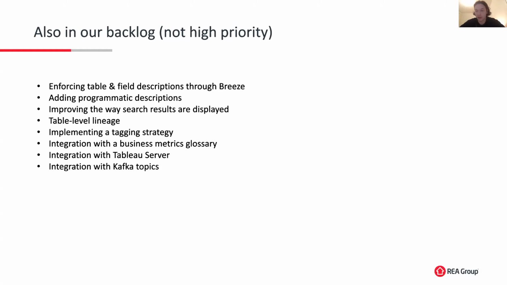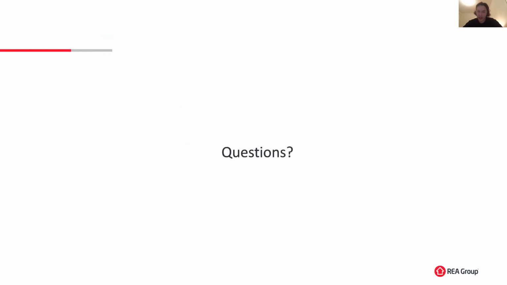In the same way that a data asset would be surfaced as a table, we'd surface Kafka topics as well. So that's our backlog, not the highest priority, but I think those other two are. That's kind of the next state of play for Amundsen at REA. So that wraps it up. If you've got any questions, I think one of us will easily be able to answer it, so happy to chat.